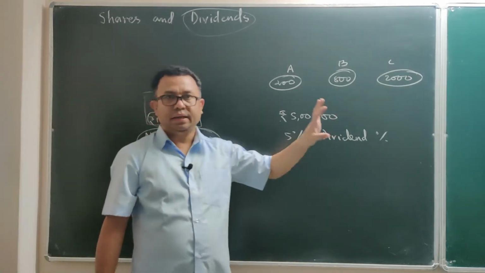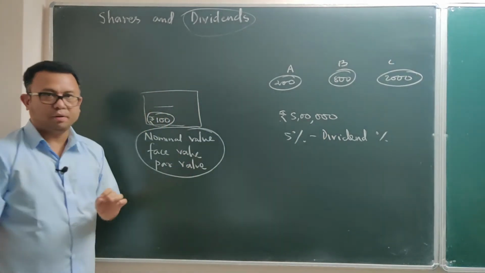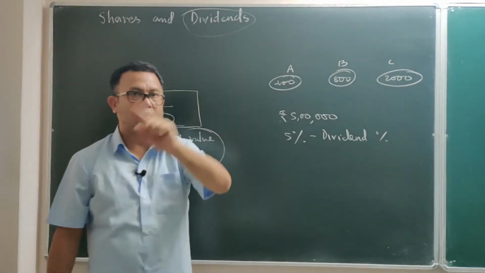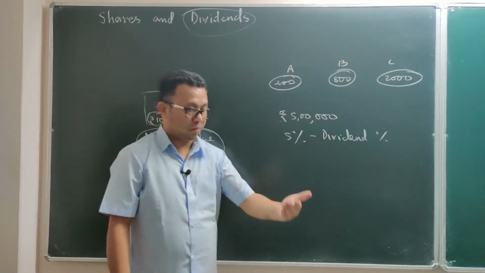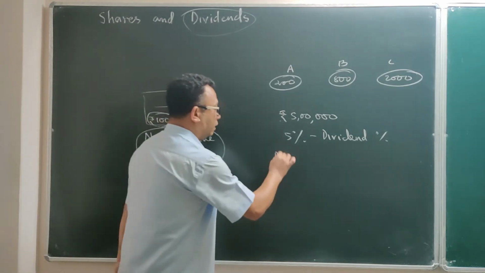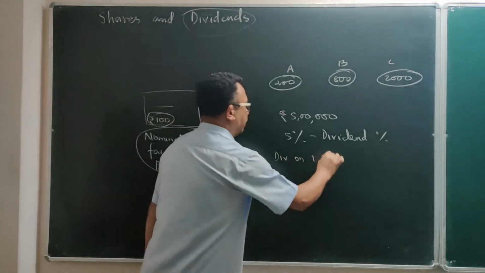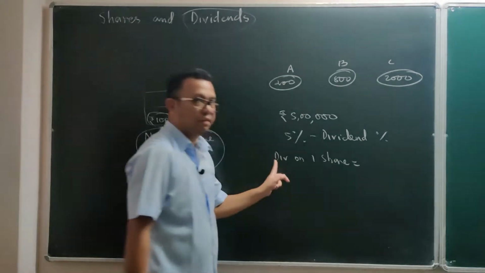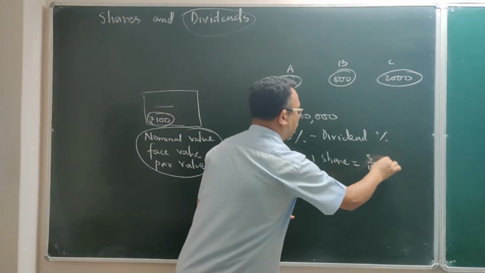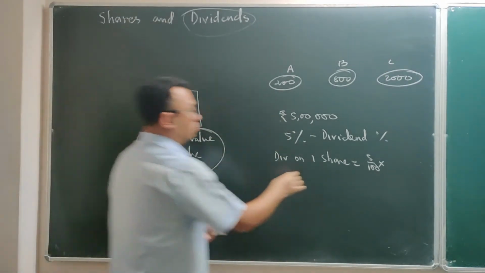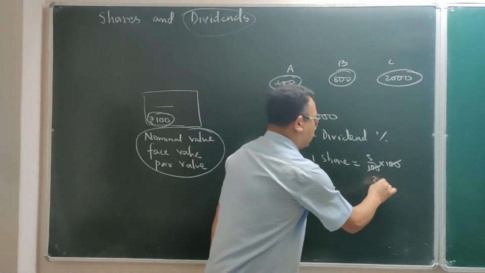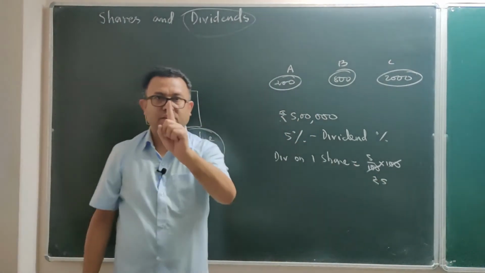Now that is your dividend percent, and the company has declared a dividend of 5%. What does it mean? For example, if A has 200 shares, see how he will calculate. He will first calculate: the company has given us 5%, how much will I get as income? He calculates the dividend on one share, meaning the profit the company is giving him for one share, and that is 5% of the nominal value. Nominal value is 100, and 100 is cancelled. So the company is giving him 5 rupees per share.